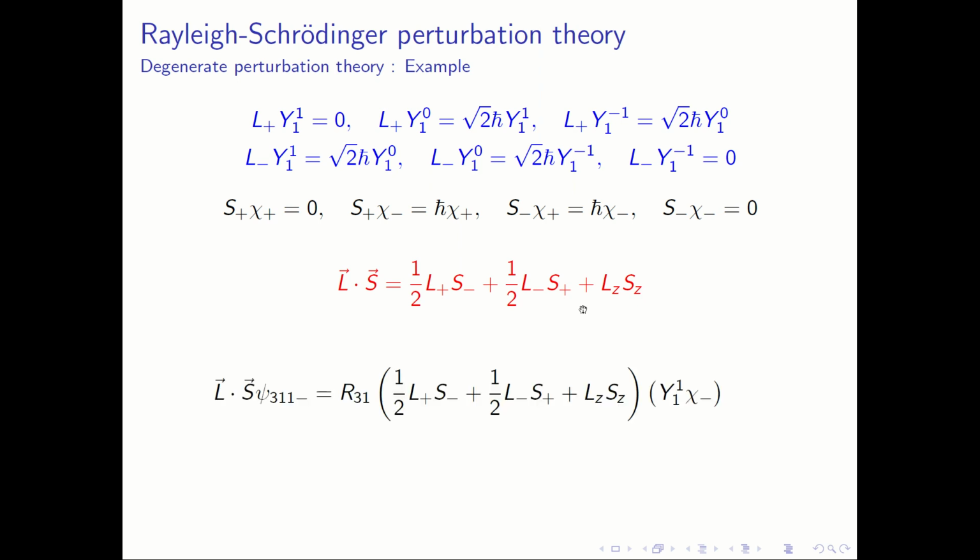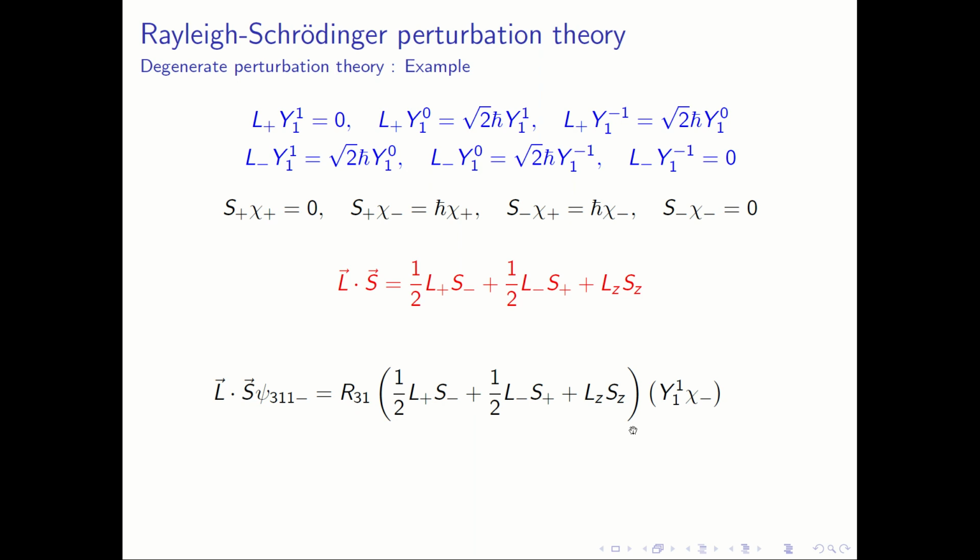So what is the perturbation term, or what does L dot S do to any particular one of our degenerate eigenfunctions? Let's just take psi 31 minus 1 as an example. Psi 31 minus 1 is of course made out of R31, which is a function of R, and none of these operators, the angular momentum operators, care about the radial part or radial coordinate, so R31 can simply go out. Then you have this operator, which is of course L dot S, acting on this combination. This is ML equals 1, so Y11, and MS equal to minus half, so chi minus.